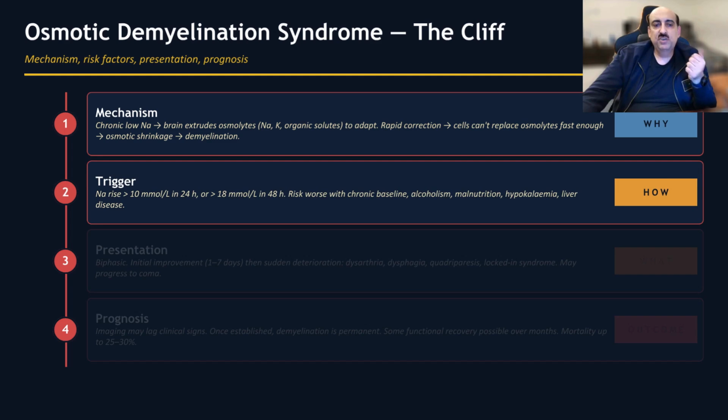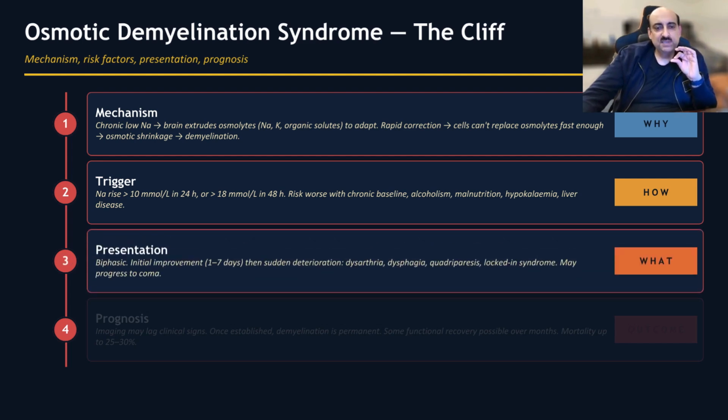Now, number 2, the trigger. What is the trigger? If sodium is corrected by more than 10 millimoles in the first 24 hours or by more than 18 millimoles in a 48-hour window, the same safe ceilings that we discussed. Risk is worse in high-risk populations like chronic baseline hyponatremia, alcoholism, malnutrition, hypokalemia, and also liver disease.